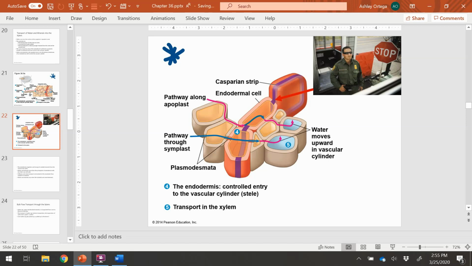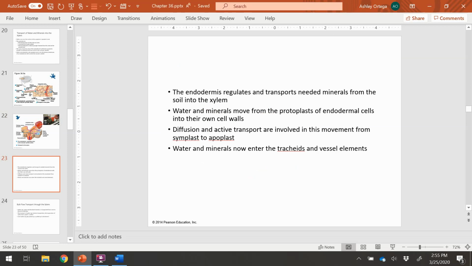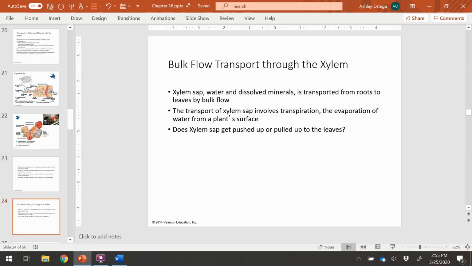And now we'll look through as we go through xylem. So the water minerals have entered the xylem tissue. How does it transport from the roots to the leaves, you may ask? And so that's what we'll look at next. So this also helps describe what we just saw in the previous slide, so you could look at that. And now we'll focus on how xylem sap, or water minerals can be called sap, do they get pushed up or pulled up to the leaves, you might ask?